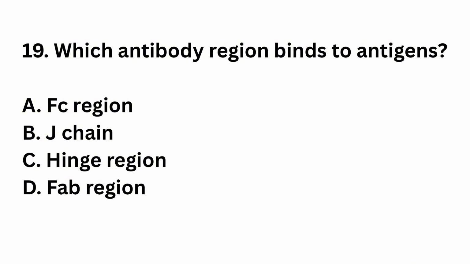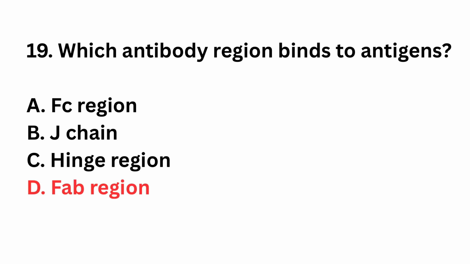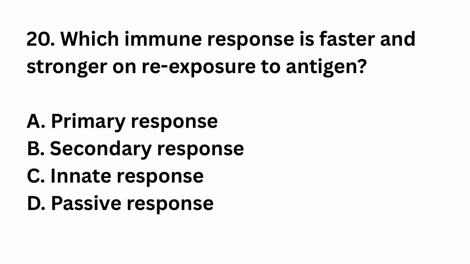Question number 19. Which antibody region binds to antigens? Fc region, J chain, Hinge region, Fab region. The right answer is option D, Fab region. The Fab region, that is fragment antigen binding, contains the variable region. It determines antigen specificity.